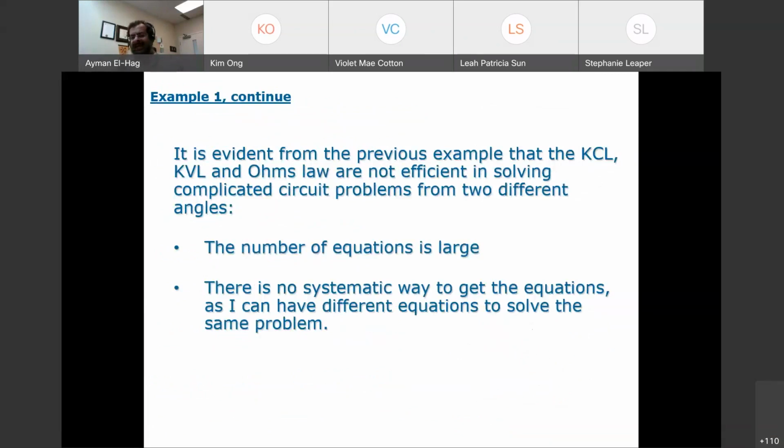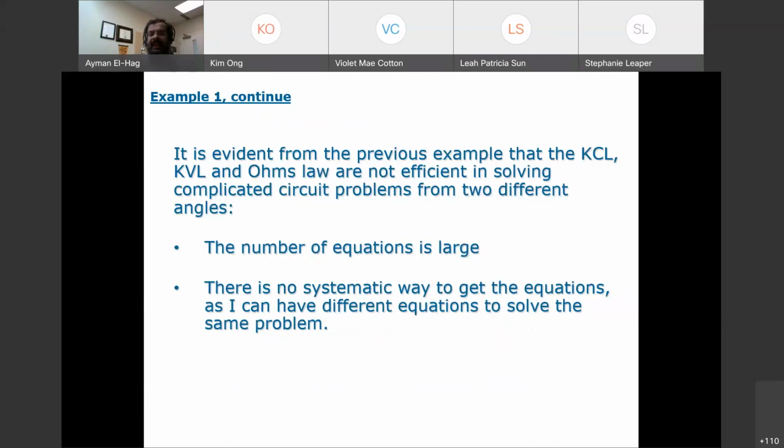So even if I assign the same question to different students, we might end up having different equations. Maybe if all of them solve the equations correctly, you will get the right answer. However, each one of the students will have different equations. So this is not a systematic way.